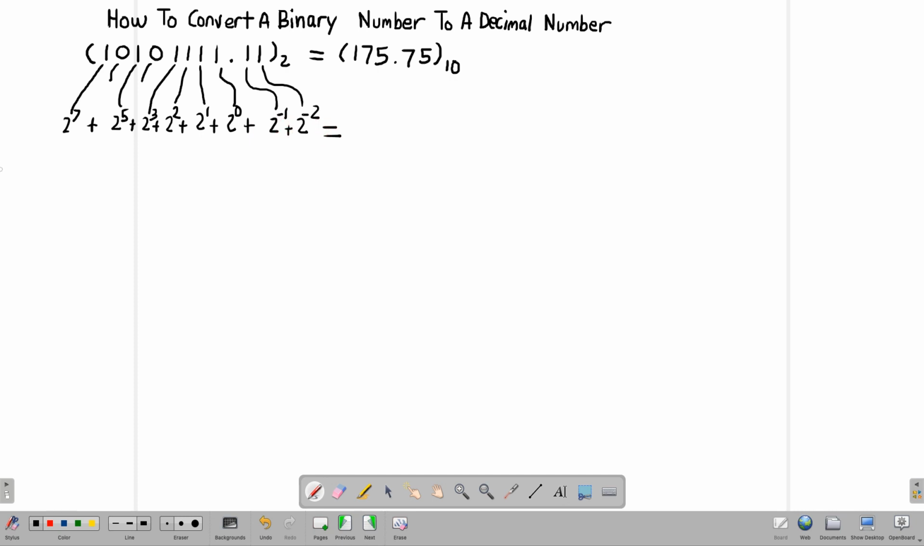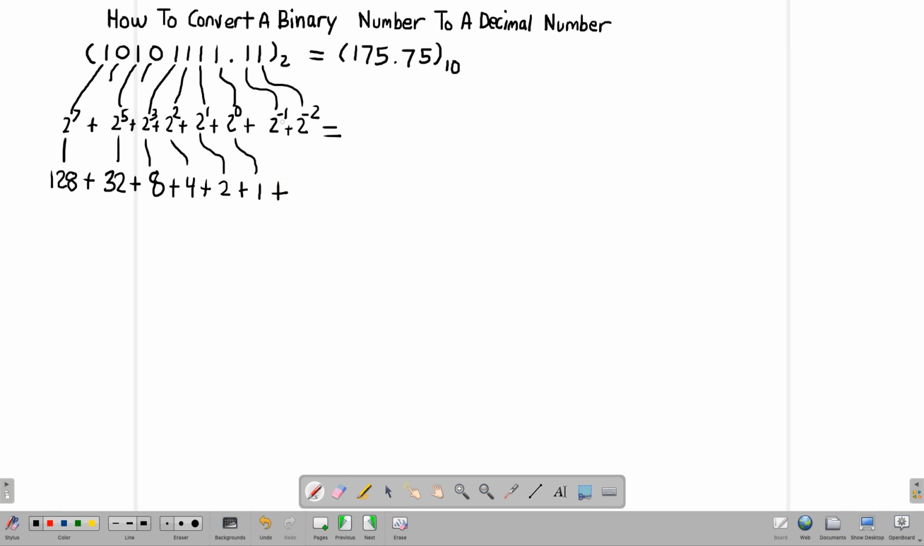And let's see what we have. So let's break it down further. We know 2 to the 7th power is 128. And we know that 2 to the 5th power represents the value 32. And 2 to the 3rd power represents the value 8. We have 2 to the 2nd power represents the value 4. 2 to the first power represents the value 2. 2 to the 0th power represents the value 1.